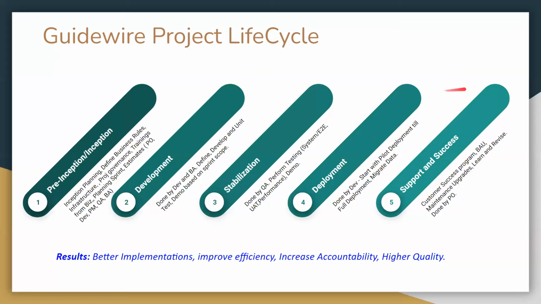And the last one is support and success. Once the project is completed, it will move to production. In production, the real-time users will be using the Guidewire applications. If they want to change any enhancements, modify any screen, add any fields or updates or anything, they will inform the team, and again the rules will be added. Those rules will be developed and tested accordingly.